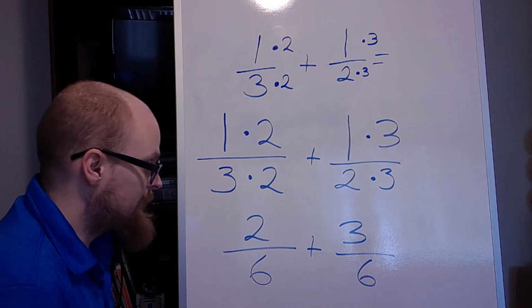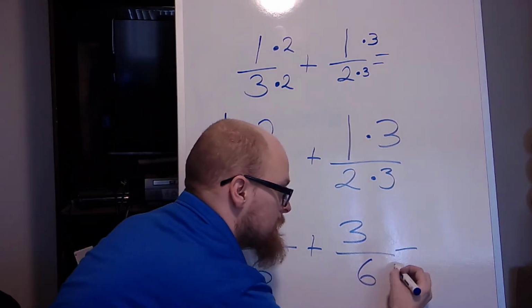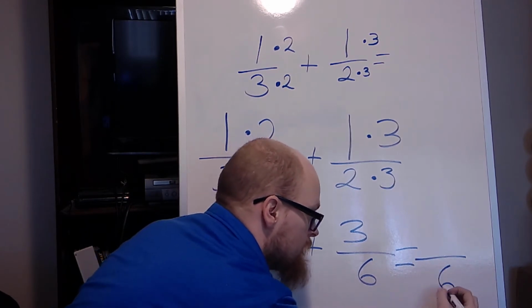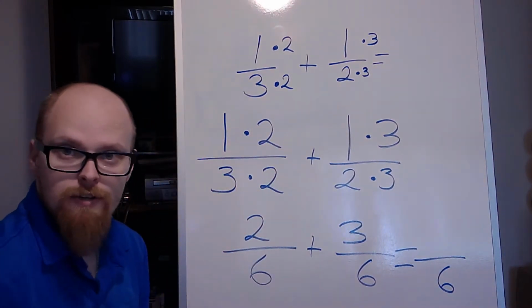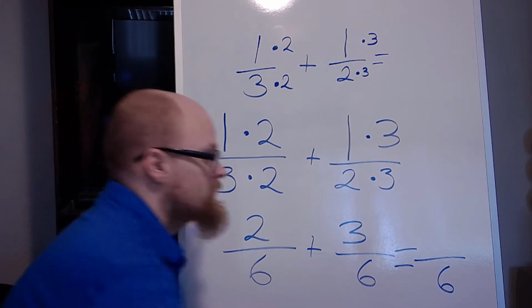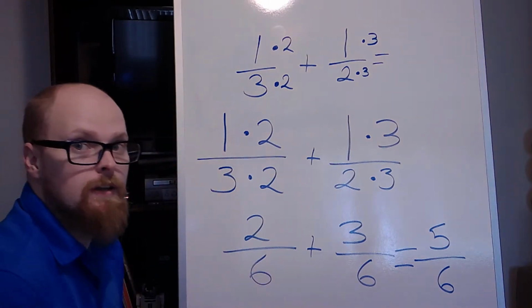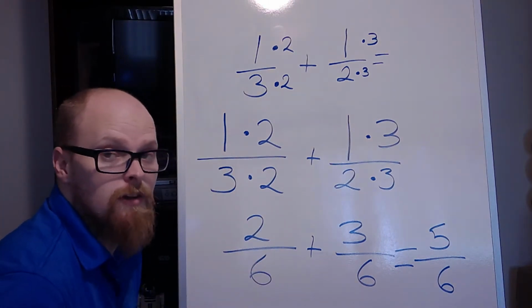Okay. Now I have a common denominator. They're both 6. So my answer, again, I'm going to keep it. Saw the trouble we just went through. Don't change it. My bottom's going to be 6, my denominator. Then I add my top. 2 plus 3 is 5. So the answer is 5 over 6.